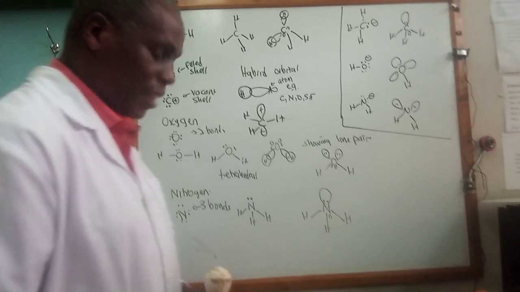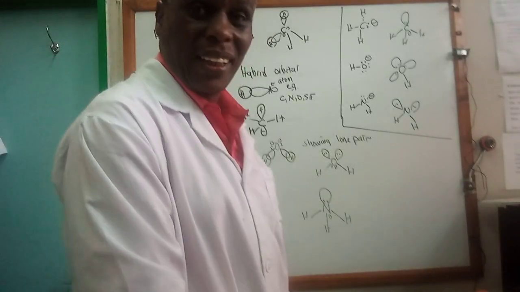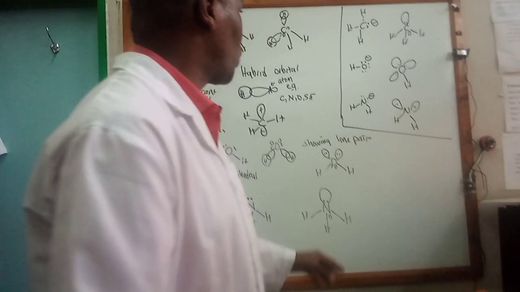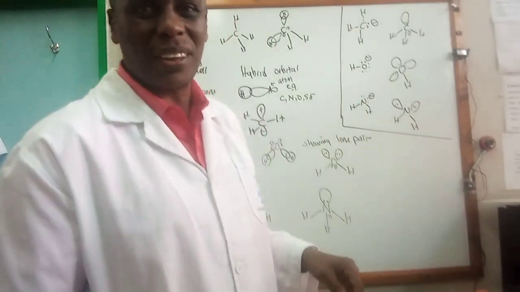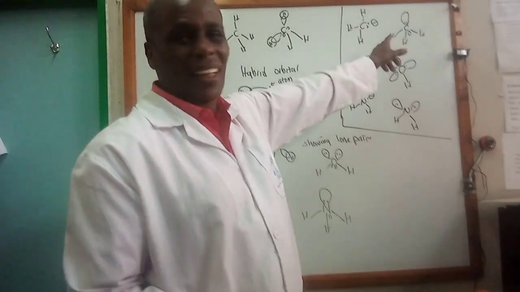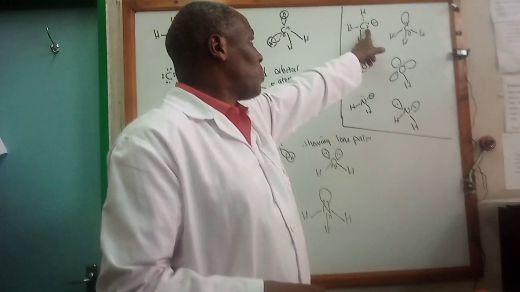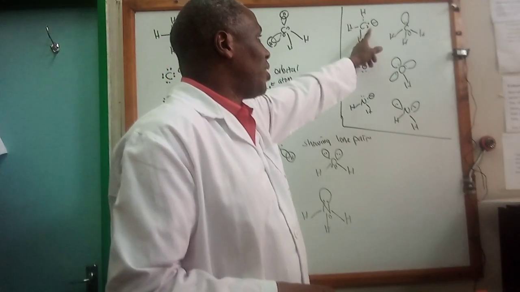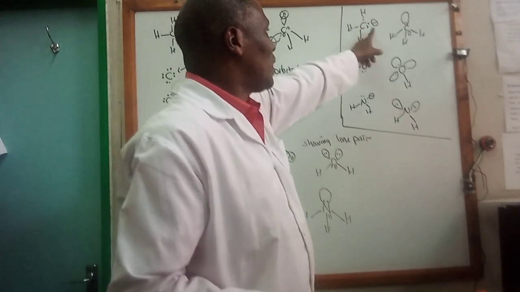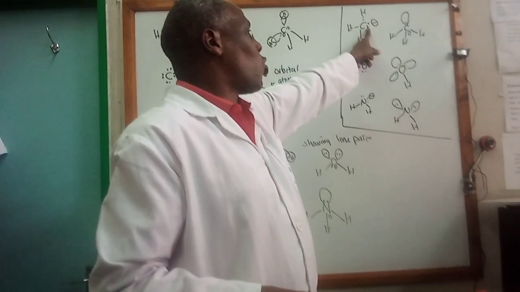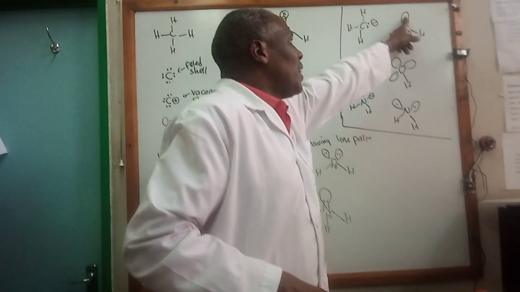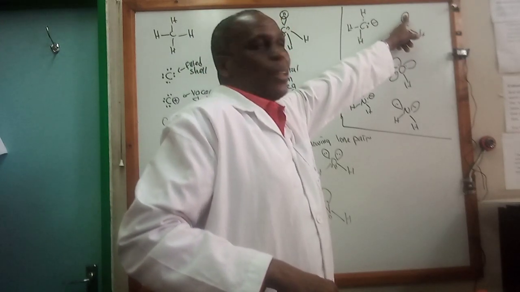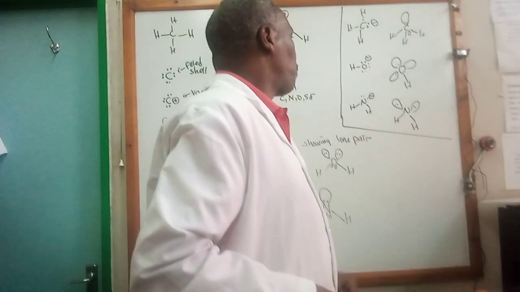Before I take a break, I need to show here, I don't know whether it can be seen well, a carbanion. The carbanion on the carbon is still tetrahedral. So the lone pair is on the p orbital.